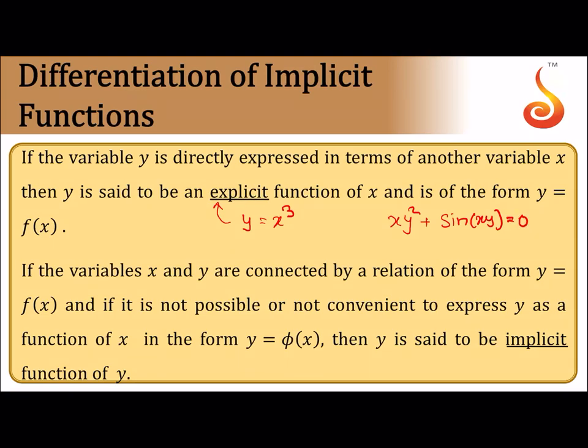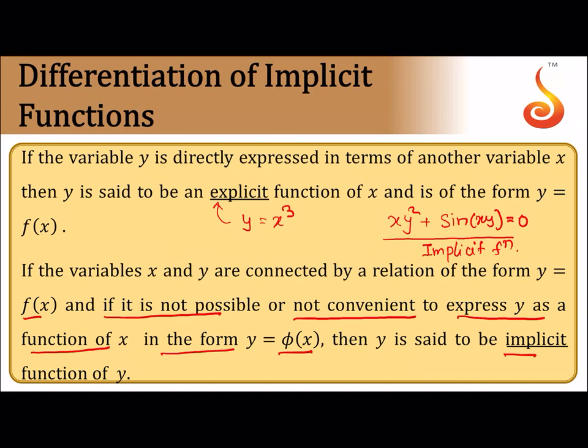Next one, differentiation of implicit function and explicit function. This, y equal to x square, is an explicit function. Implicit means, for example, x y square plus sin xy is equal to 0. You can't write y in terms of x. This is called an implicit function. This is explicit, this is implicit function.